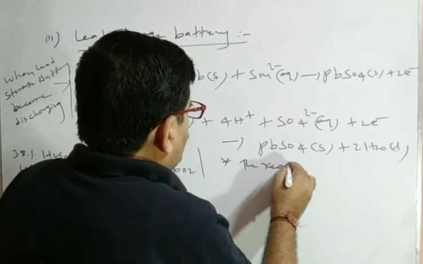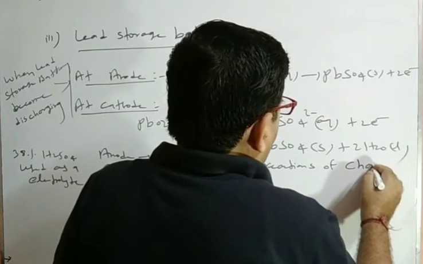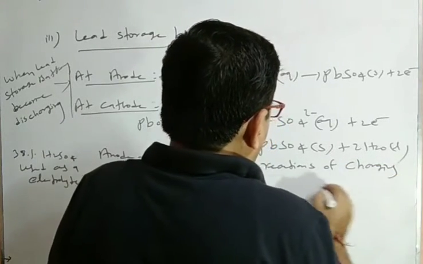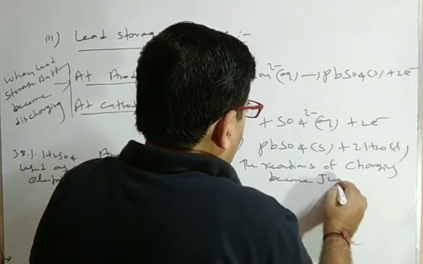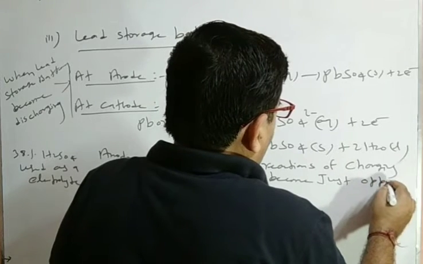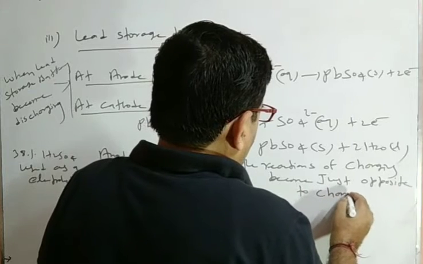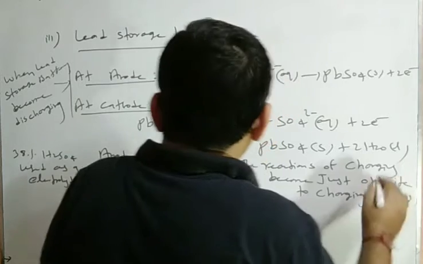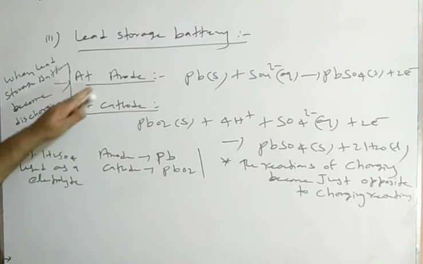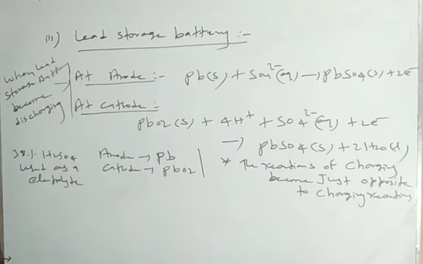The reactions of charging become just opposite to the discharging reactions. That is, the anode is converted into the cathode and the cathode is converted into what? Anode. Our next secondary battery is the nickel cadmium battery.